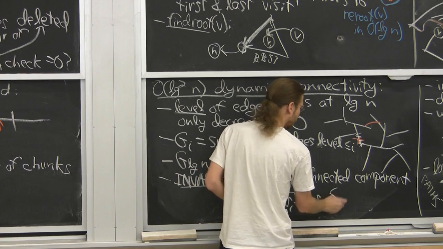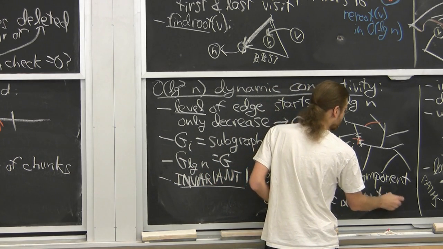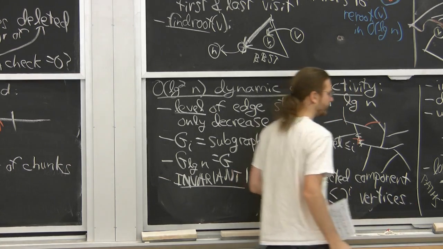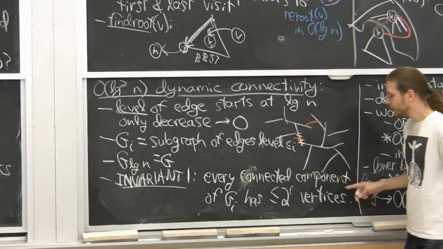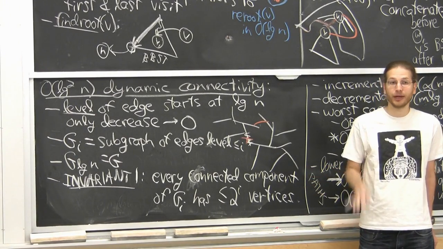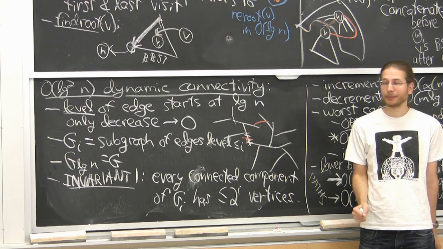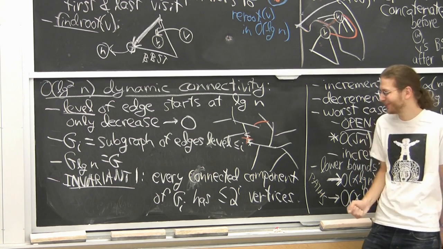It's going to be size at most 2 to the i. This is really what's going to let us charge against something. Whenever you go down a level, the max size of a connected component goes down by a factor of 2. So at level 0, all components have size 1. There are no edges at level 0.